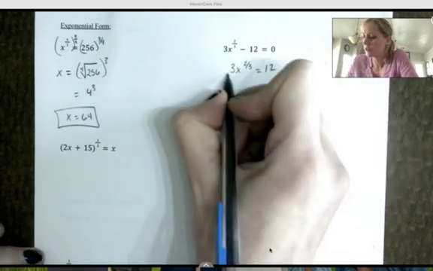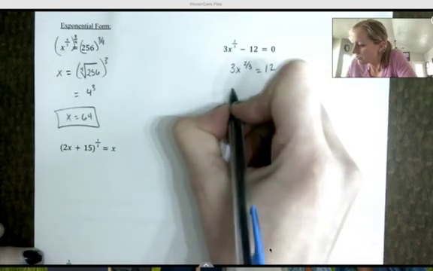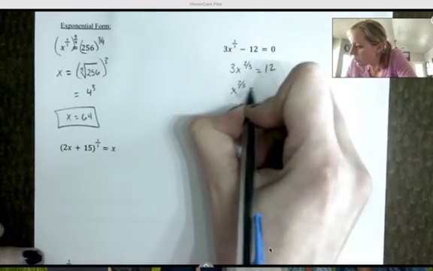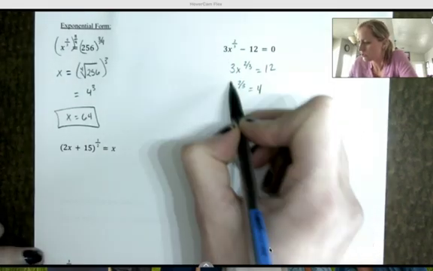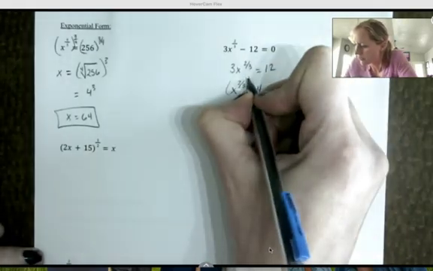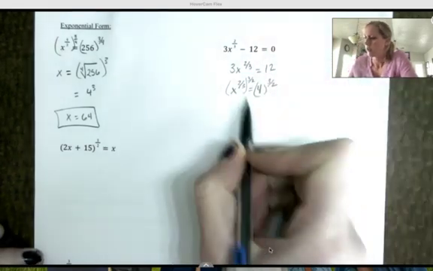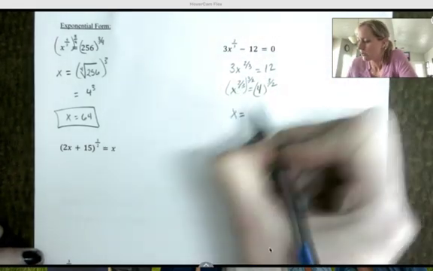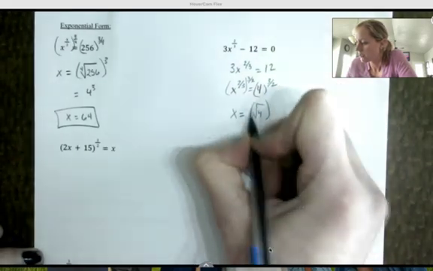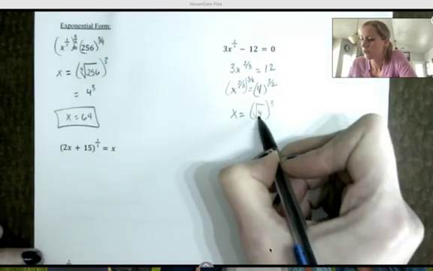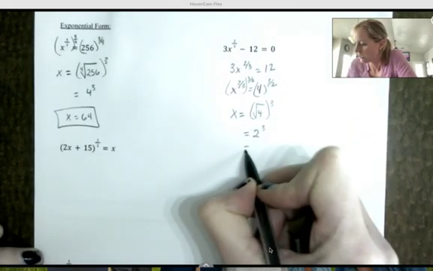And I'm also going to divide by 3 because the exponent only is applied to the x. Okay, so now I want to get this to equal 1, so I'm going to apply the reciprocal exponent. Okay, so I get x equals, this is the same as square root of 4 to the 3rd. Okay, square root of 4 is 2. 2 to the third is 8.